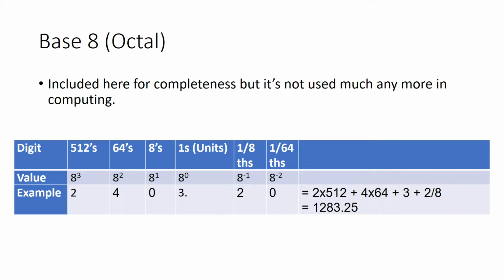And included for completeness, but not used much anymore, is octal. It's got 8 to the power 0 and then 8 to the power 1, etc. So you've got 8s, 64s, 512s, etc. And to the right of the decimal place, you've got 8ths, 64ths, 512ths, etc. And conversion is much the same. 2 lots of 512, 4 lots of 64, 2 lots of 1, 2 lots of 1/8 in that example. Add them all together, 1283.25.